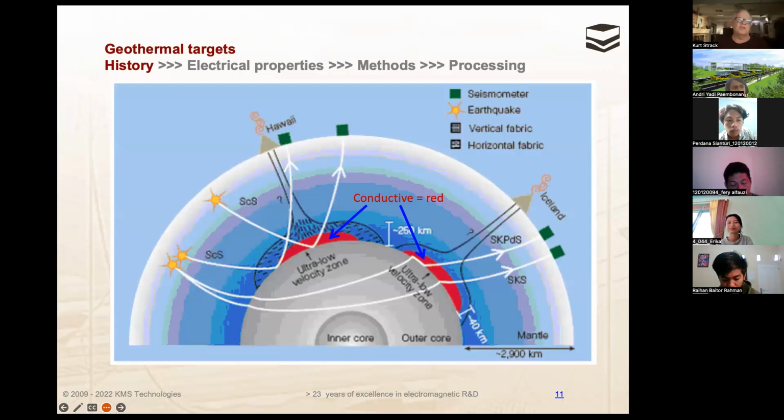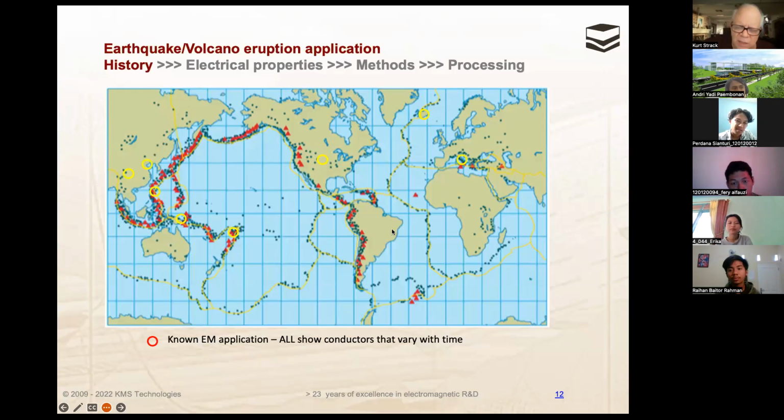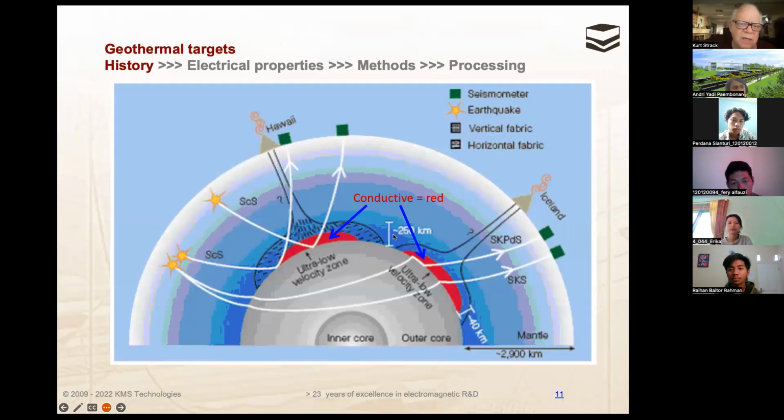Now let's look at geothermal targets. Geothermal targets are coming from the outer core being liquid, molten, and that's indicated with red here. Molten rock is conductive, so it has low resistivity. And at the plate margins, the molten rock comes out to the surface in Hawaii, in Iceland, and of course, there is also Indonesia.